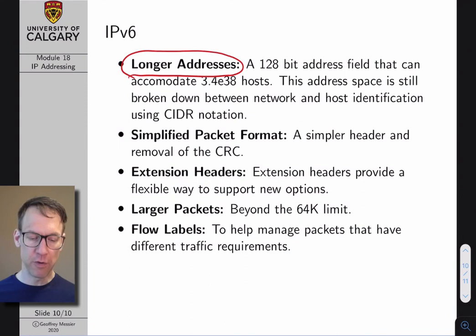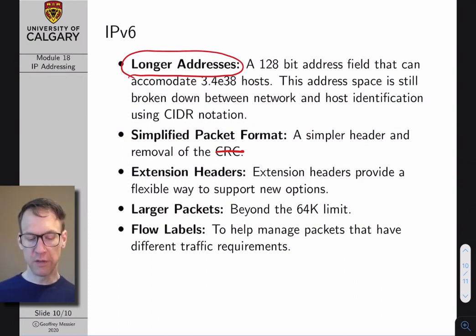So IP version 6 fixes that. With 128-bit addresses, we can accommodate 3.4 times 10 to the 38 hosts. So plenty of address space now. The address space is still broken down between network and host IDs using CIDR notation, so that functionality is certainly still the same. The packet format has been simplified a bit. There's a simpler header. We've removed the CRC, so this actually isn't a CRC, it's the internet checksum.